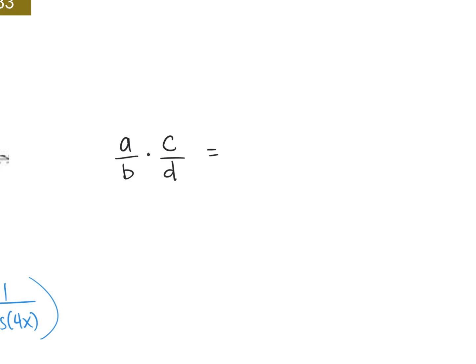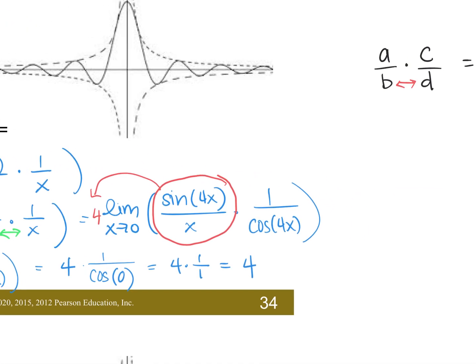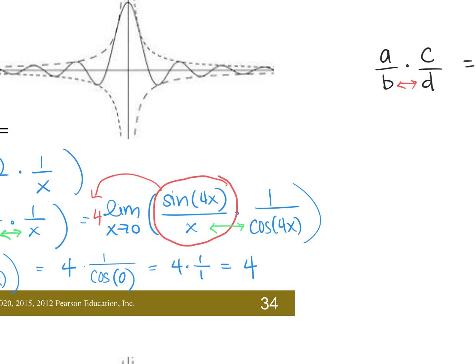Here, I'll show you. A over b times c over d. You can flip-flop a over d and c over b. You can change the order of those, and that would be totally fine. So what we did here is we switched the order. The cosine came first and the x came second, and in the next step we switched their positions, which is legal. You can only do that in multiplication, right?